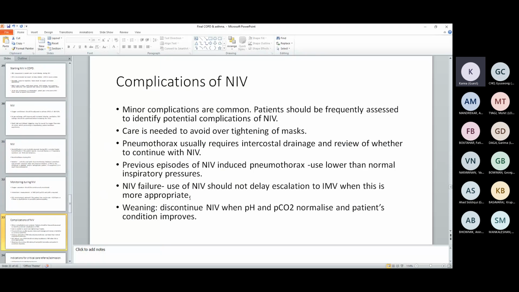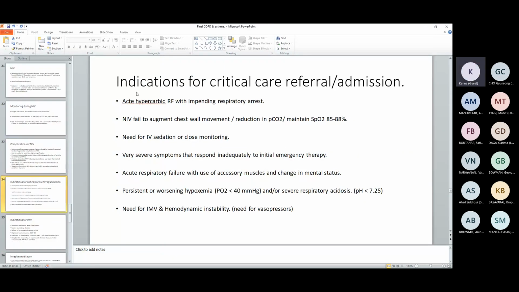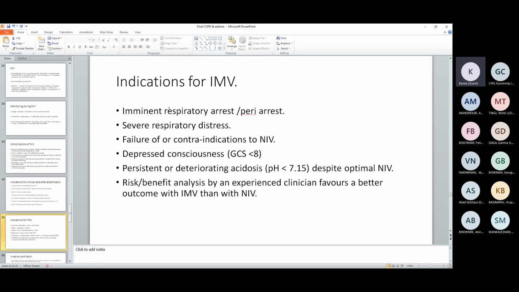Weaning of NIV should be titrated and carried out when the pH and PCO2 become normal and the patient's clinical condition improves. If the patient deteriorates even after the NIV, we should think about critical care referral and mechanical ventilation. So these are the indications for mechanical ventilation.